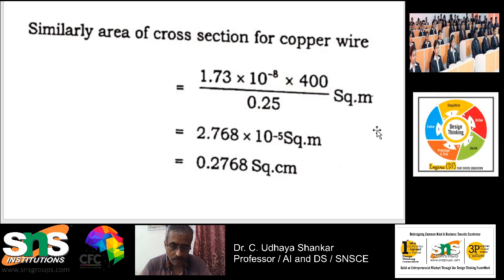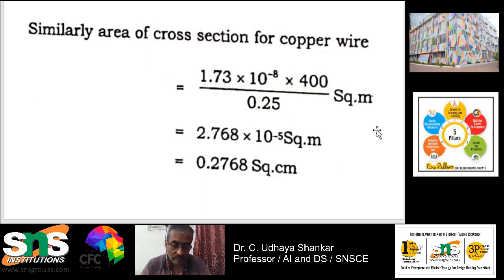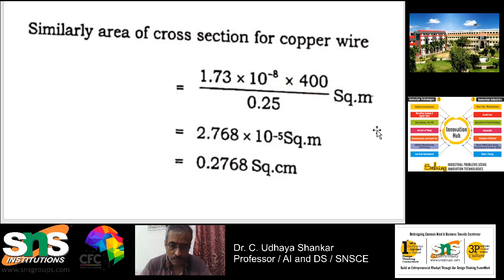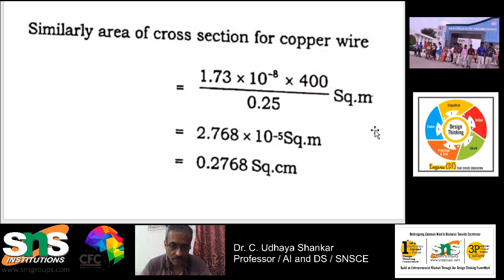From this we conclude that the area of cross section of the copper wire for the given resistance of 0.25 ohms with 400 meter length and a specific resistance of 1.73 into 10 power minus 8 is 2.768 into 10 power minus 5 square meter, or 0.2768 square centimeter.